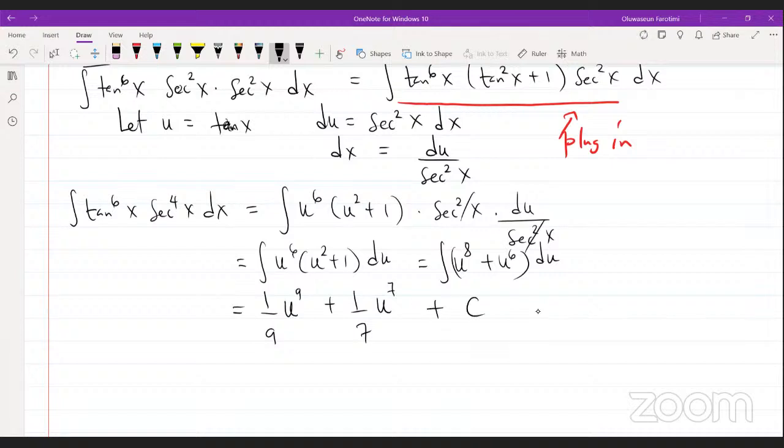Can I stop here, guys? Obviously not. I have to write this in terms of x. So that means I do have a 1 over 9. What is u? u is tan of x. So I have tan to the 9th power of x, plus 1 over 7 tan to the 7th power of x. Of course, you have a plus c. So now we're done.